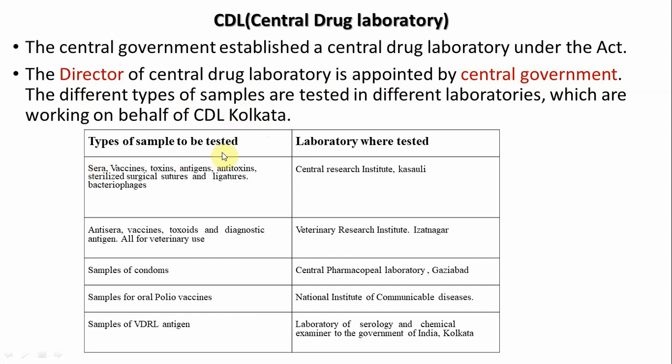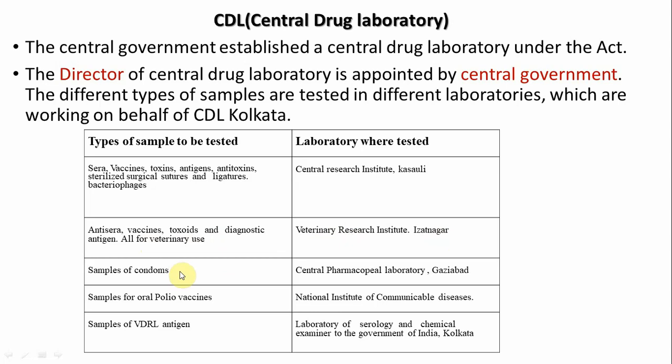Types of samples to be tested, for example, sera, vaccine, toxins, antigens, antitoxins. These are the laboratories where they are tested. The Central Research Institute Kasauli tests these. Then anti-sera, vaccine, toxoids, and diagnostic antigen, all for veterinary use, are tested in the Veterinary Research Institute, which is situated in Izatnagar.